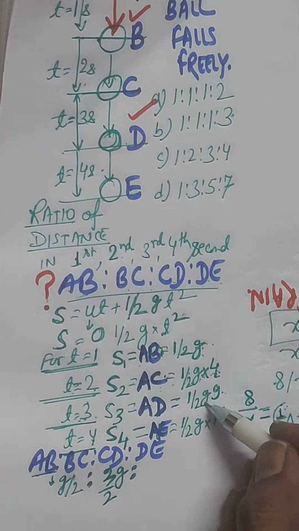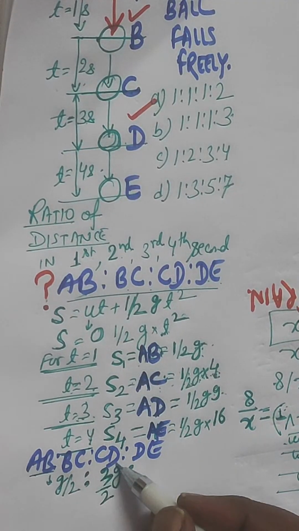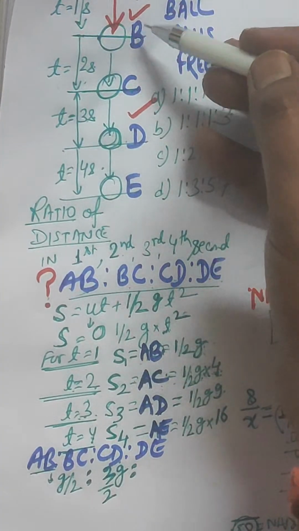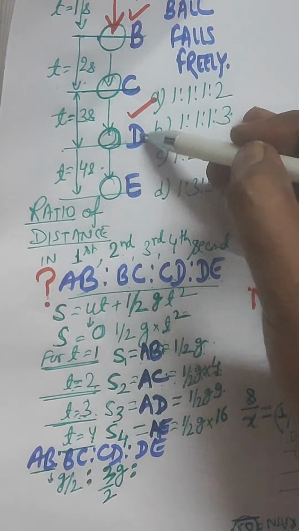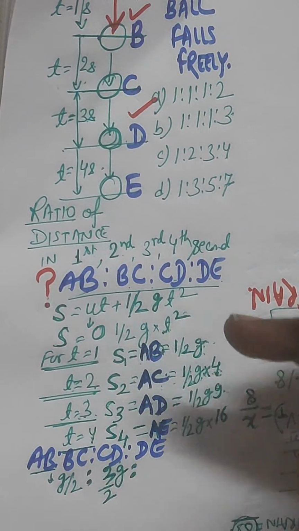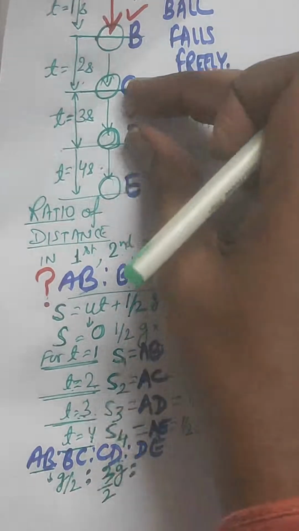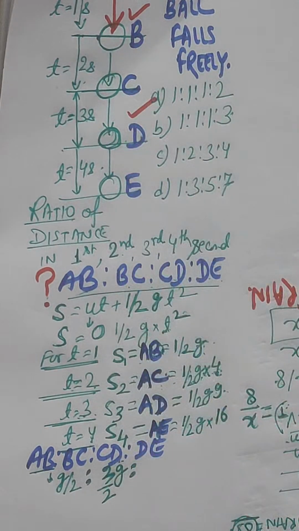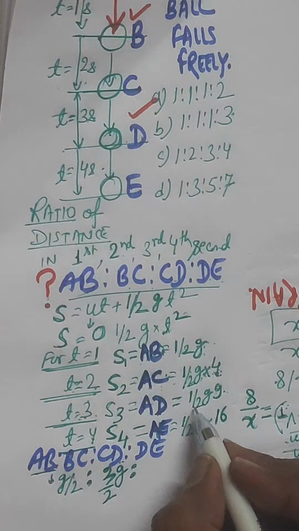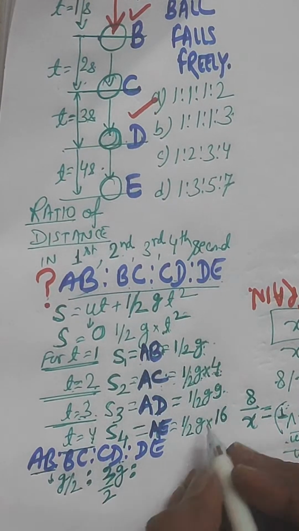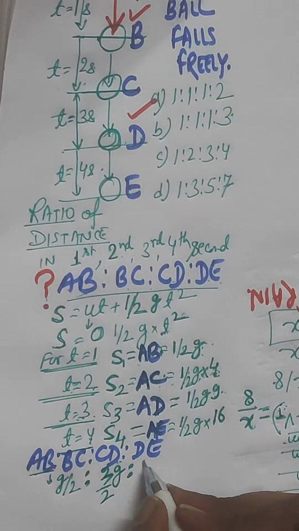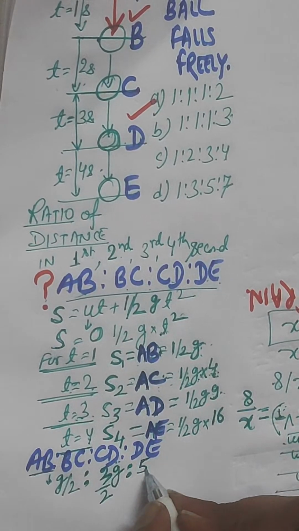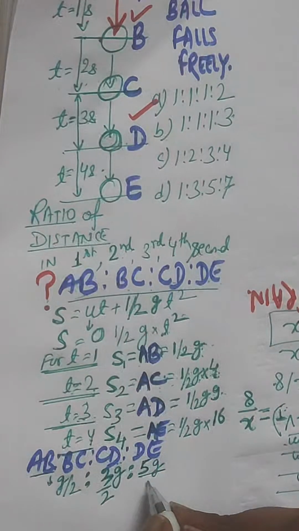When you subtract AC from AD, you will get CD. That is the distance traveled in the third second. That will be equal to 9g by 2 minus 4g by 2. So that will give you 5g by 2.